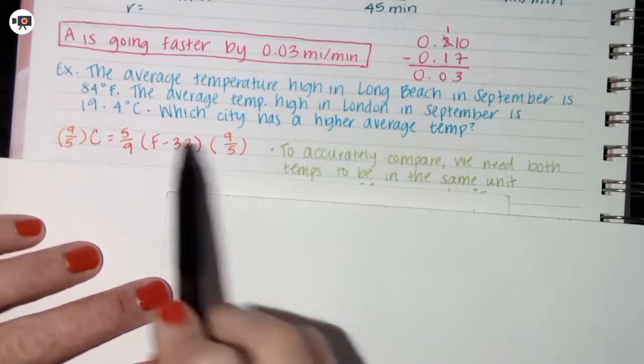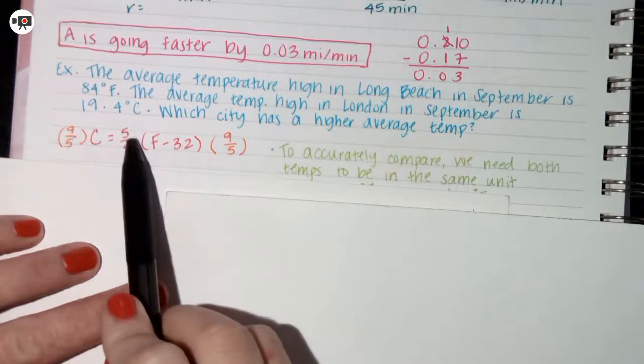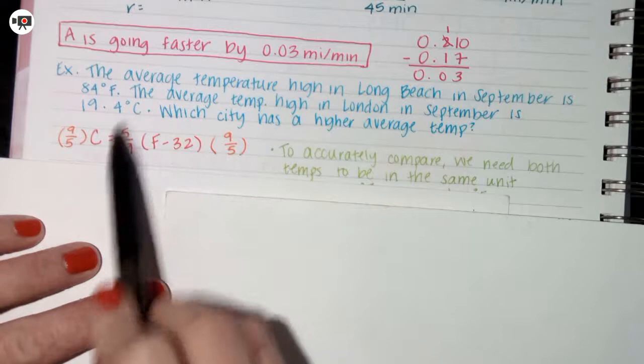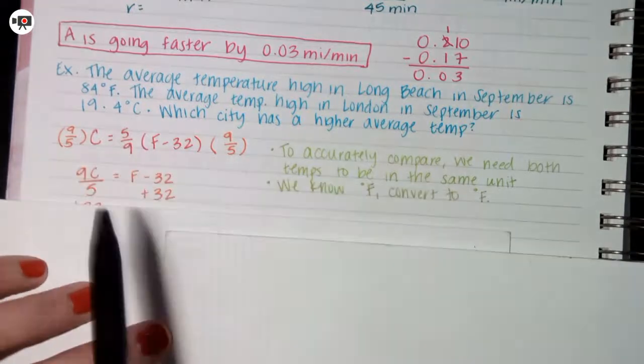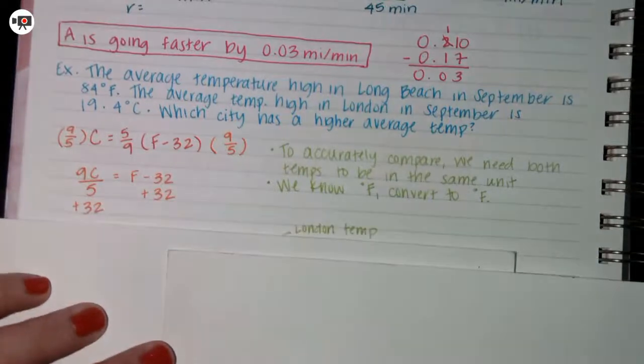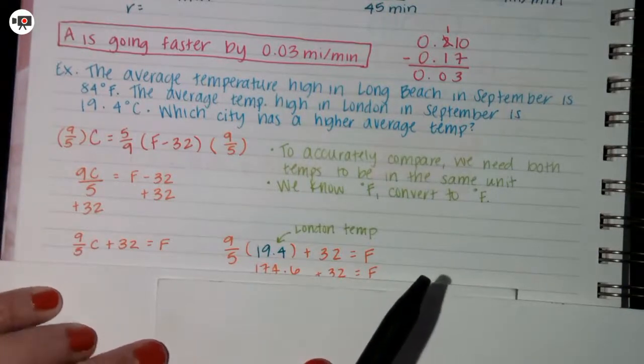So that means I need to solve for F, and to do that I'm going to first multiply by 9/5 to divide by this fraction. That is 9/5 C equals F minus 32. To get F by itself, add 32 to each side, and we get 9/5 C plus 32 equals F.